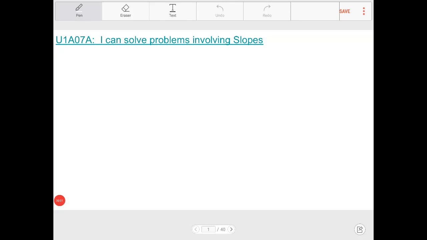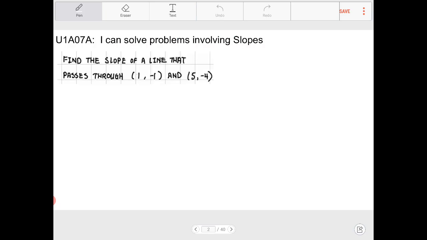Hello students, in this video I will go through a lesson on how to find the slope of a line and go through some examples where we have to work with the slope formula. Let's take a look. Suppose I ask you to find the slope of a line that passes through (1, -1) and (5, -4). How would you go about doing that?